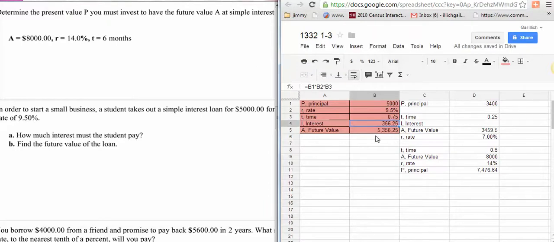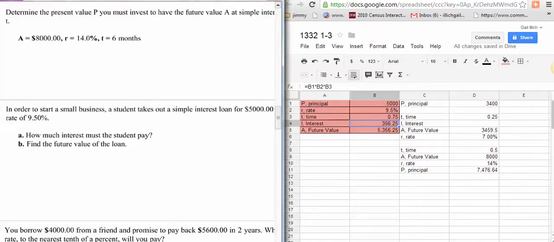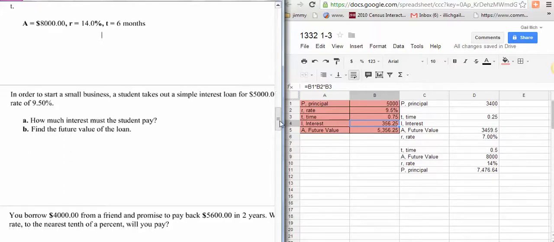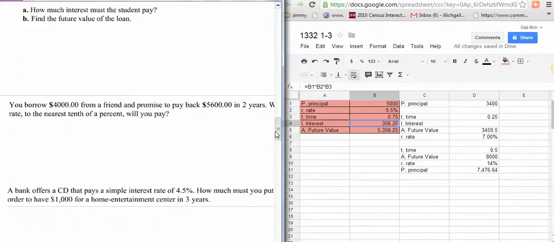And then my calculation, the interest that I pay is this first one, $356.25. And then I actually answered B right away. The future value of the loan is $5,356.25. So that's kind of fun. All right, let's look at another sort of word problem.